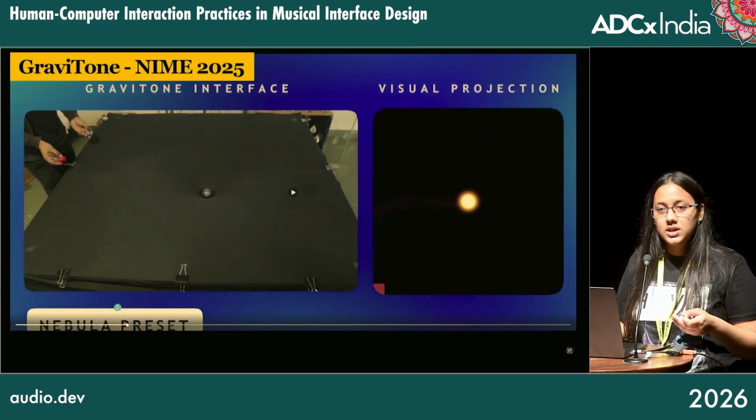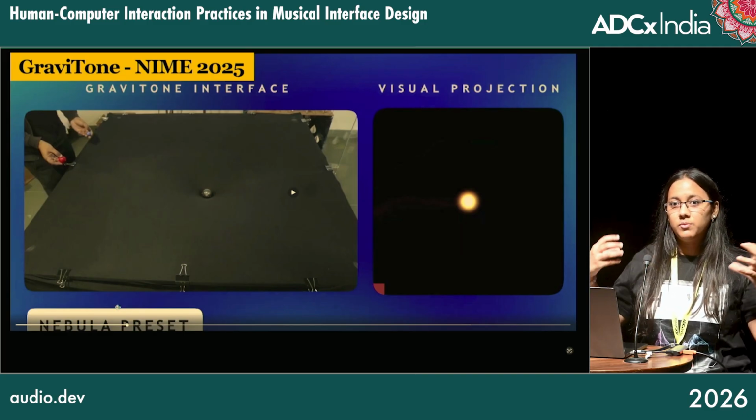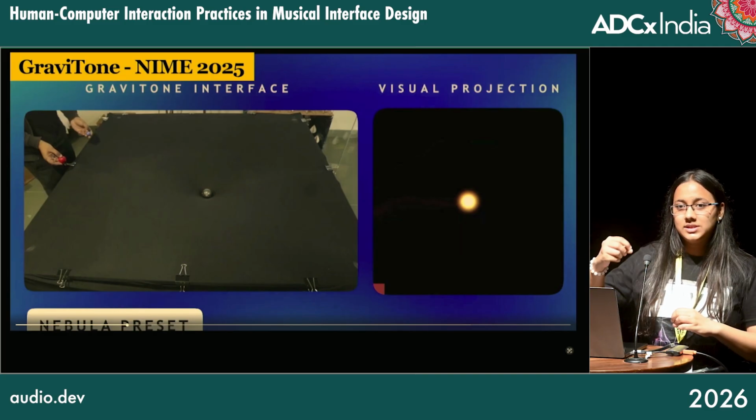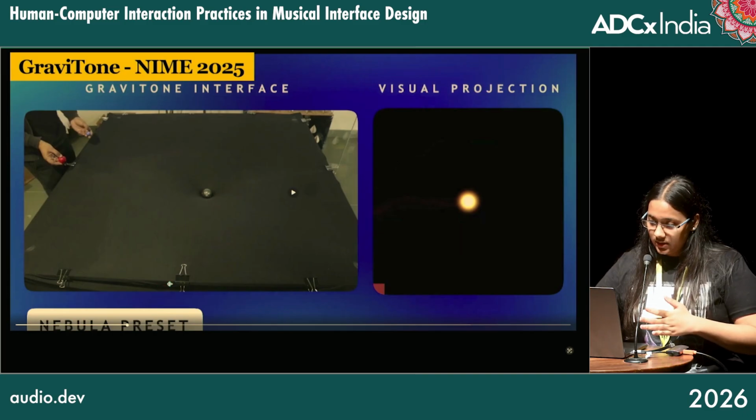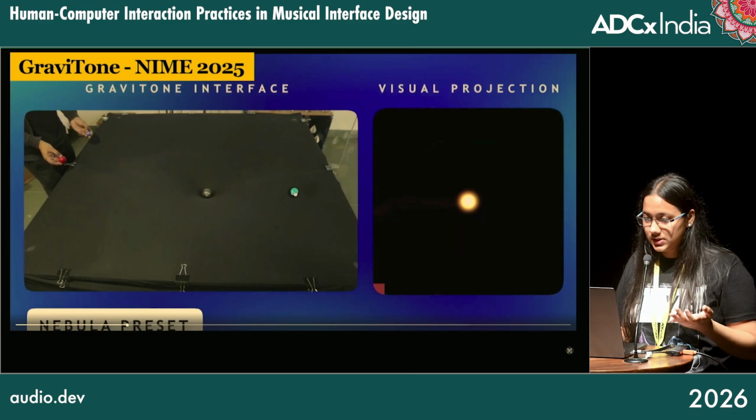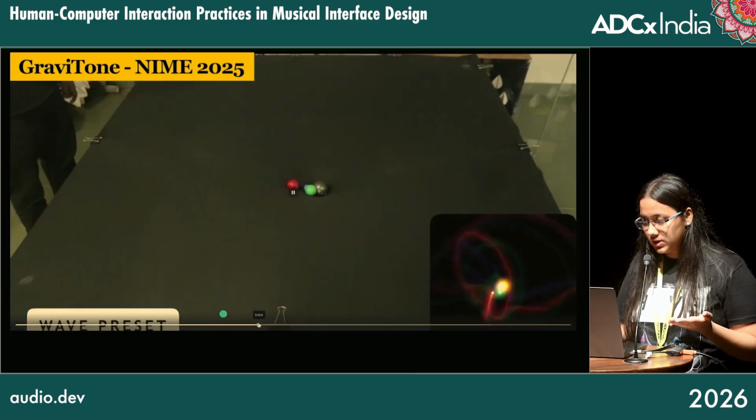Like nebula is a star that expands in the x-axis, so we put it like reverb. Similarly, the y-axis is something, the angle is something. Like that, we did the sonification of this. And next, come to the next preset.